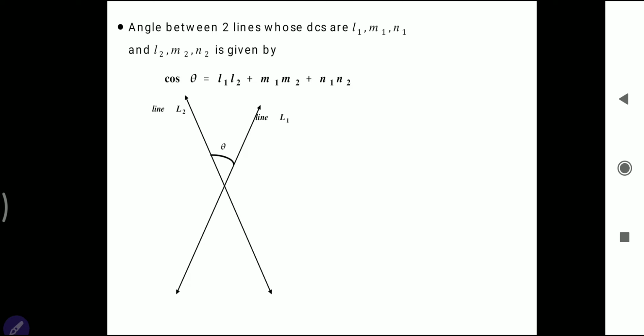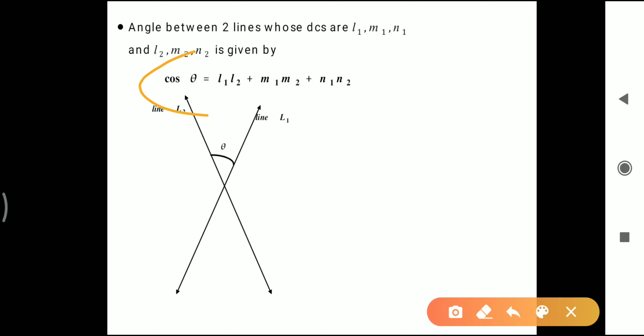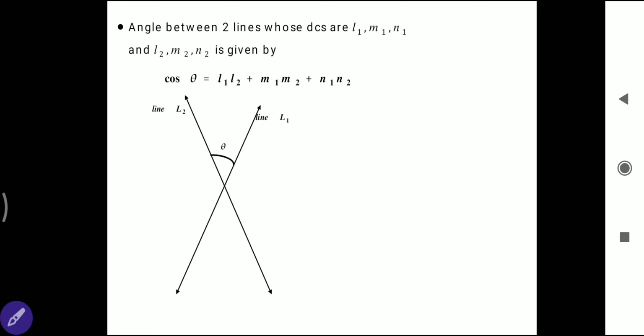Now if you want to find out the angle between two lines, and you have the direction cosines of them, then if the angle between them is theta, cos theta is given by l1 l2 plus m1 m2 plus n1 n2. This formula also will help you to find the angle between two lines.